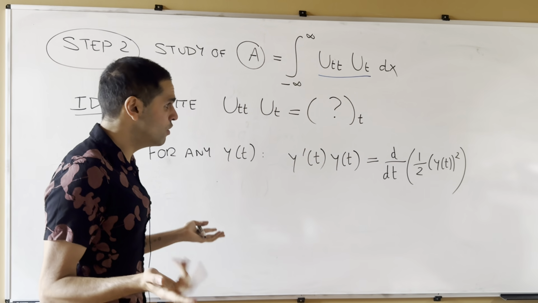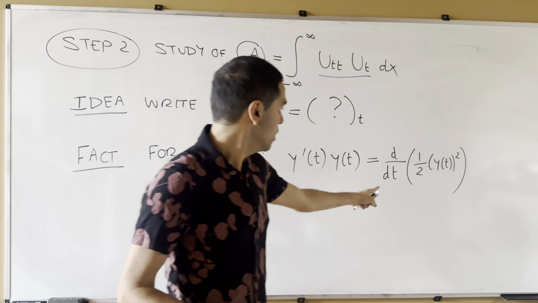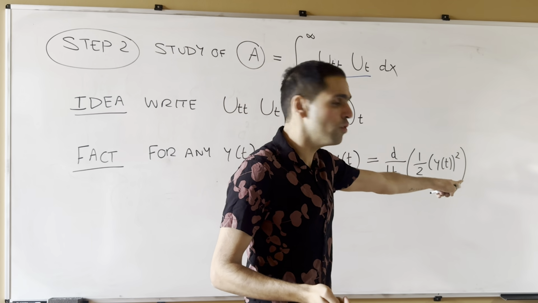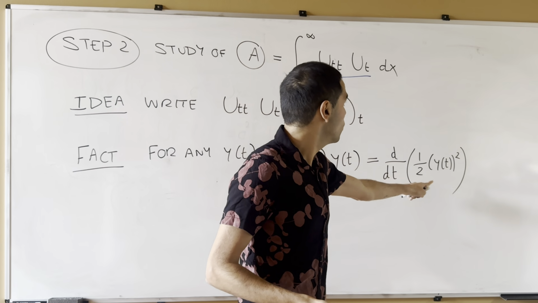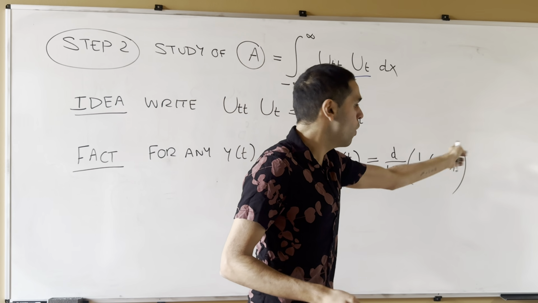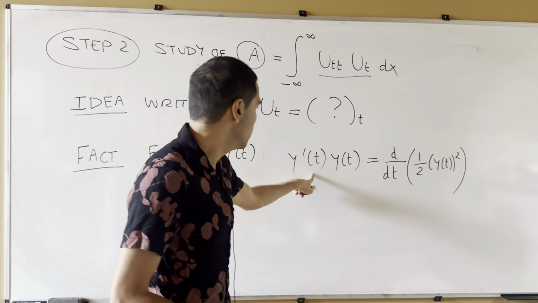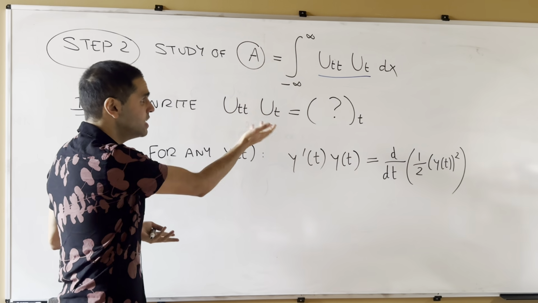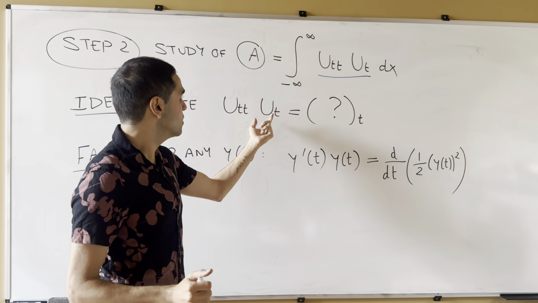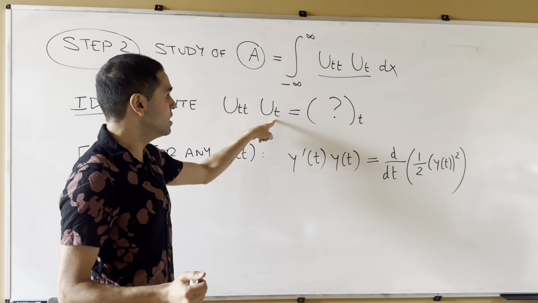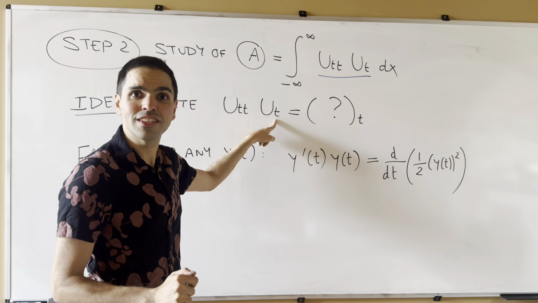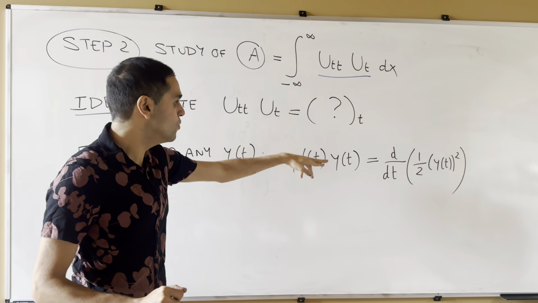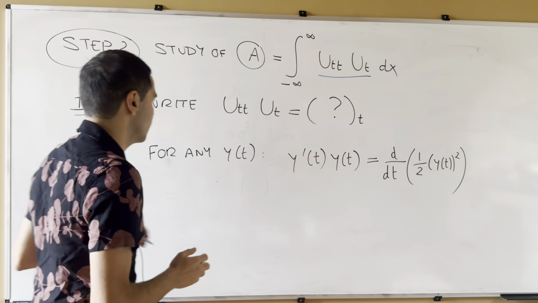And the proof of this is just a chain rule. If you take the right-hand side and you differentiate this, you get 1/2 times 2y of t times y prime, which simplifies to this. And notice this is perfect because utt is precisely the derivative of ut. So we can really write this as one derivative.